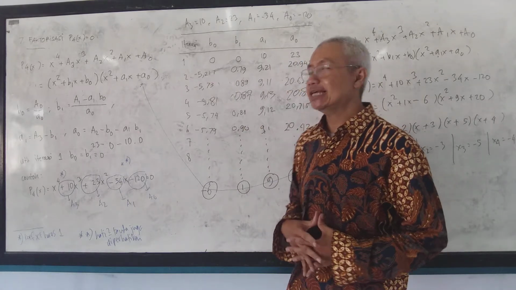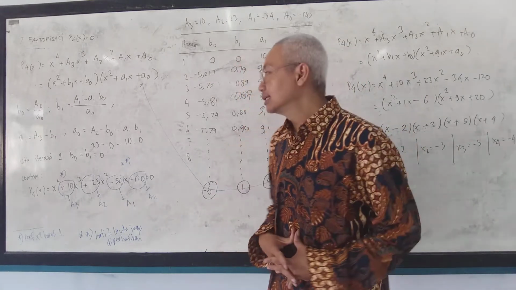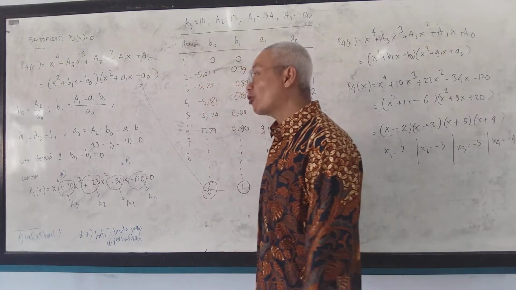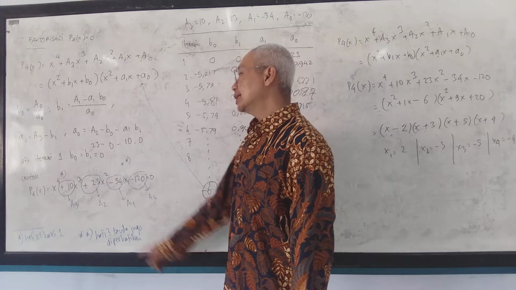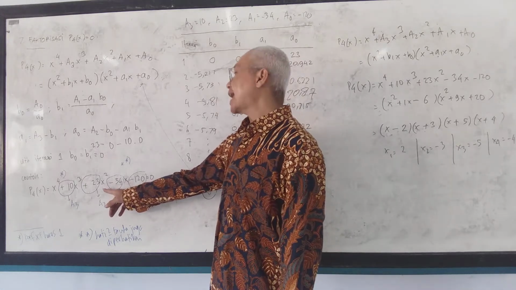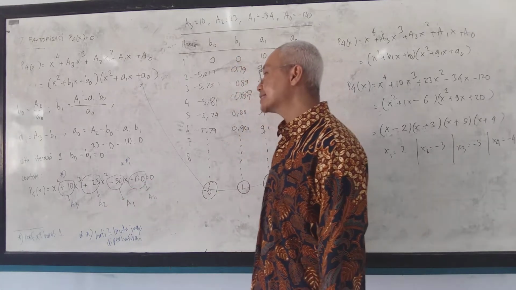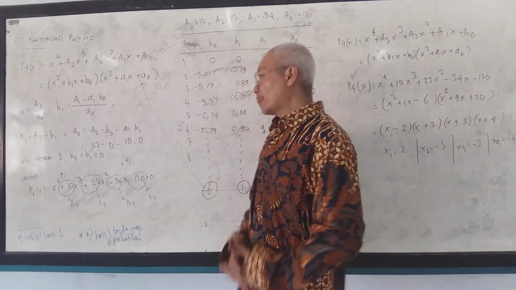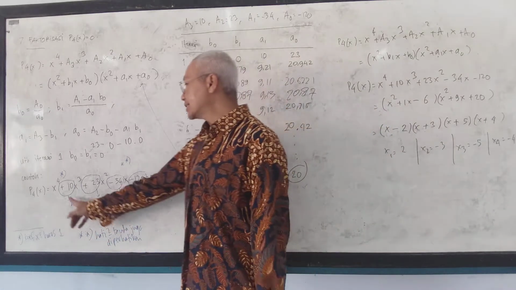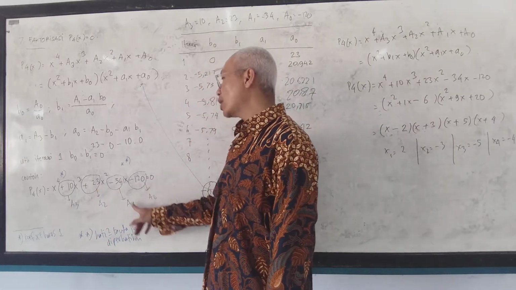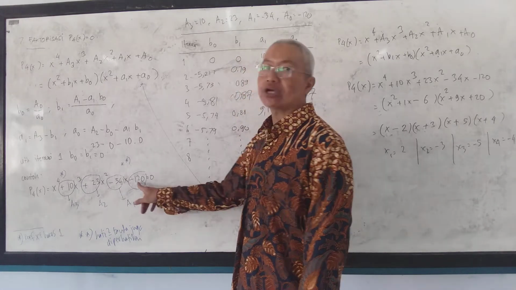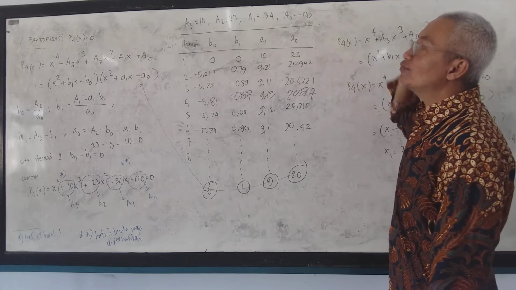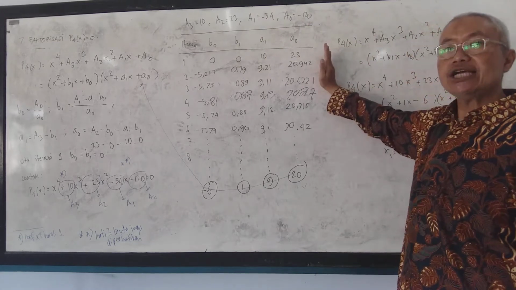Okay. In this case, I have an example. We will solve the equation power 4, x power 4 plus 10x power 3 plus 23x squared minus 34x minus 120 equals 0. We know that a3 is 10, a2 is 23, a1 is minus 34, and a0 is minus 120. I have already written it here, and then we run the iteration.